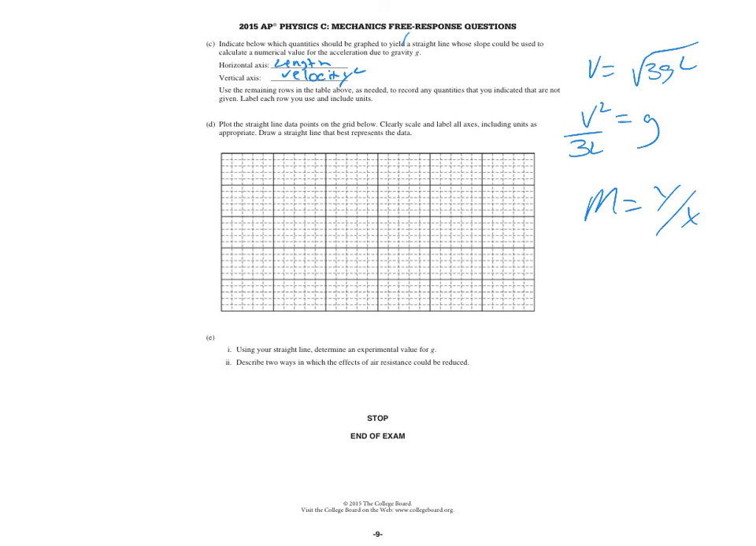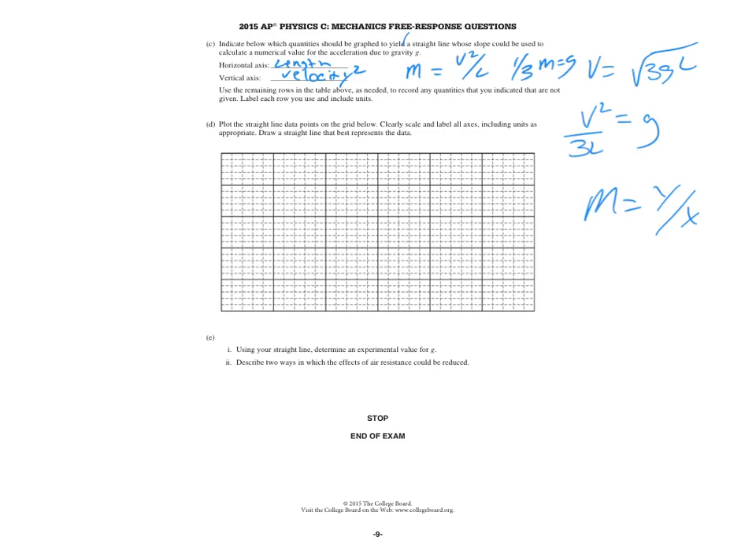If you do slope is equal to V squared over L, you just need to do 3 times the slope is equal to G. All right? No, my bad. One third of the slope would be equal to G. Use the remaining rows to label anything extra you would need. So you would just need to find V squareds, so just have a second column for V squared. And then you would graph.